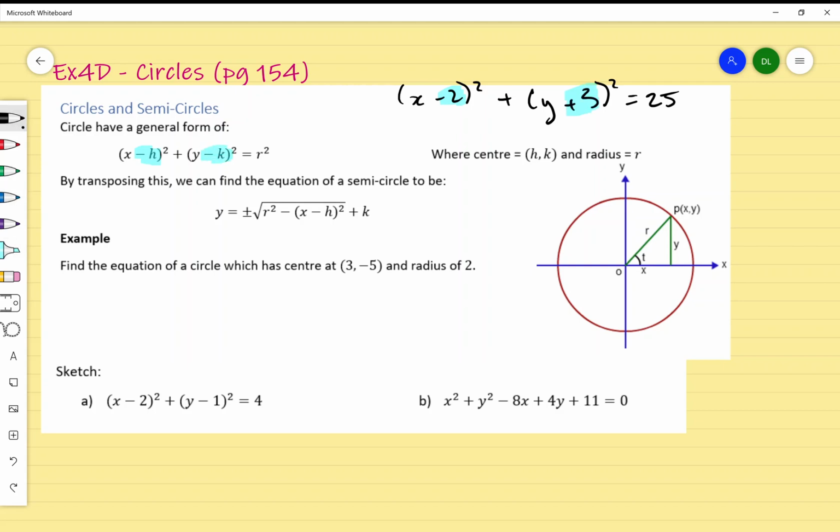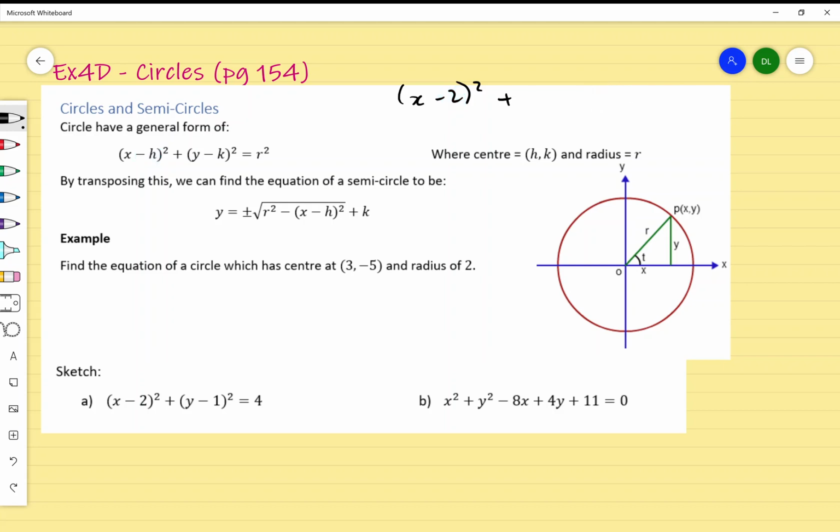Now, it has to be negative, the opposite, right? So our center is going to be the opposite of whatever value we have there. So instead of negative 2, we have positive 2, and instead of positive 3, we have negative 3. And so our center is going to be at the point 2, negative 3. So that's something to keep in consideration.